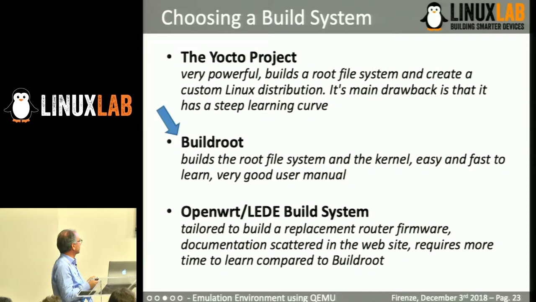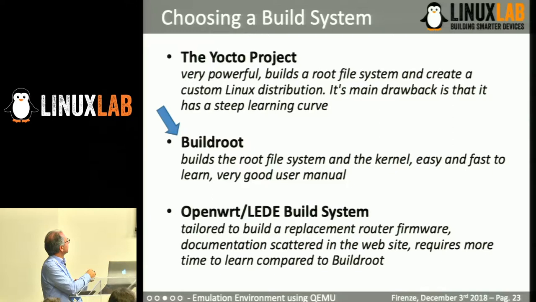Another popular choice is to use OpenWrt. That is the build system used by the OpenWrt project. It is tailored to build a replacement router firmware, but the documentation is scattered on the website and requires more time to learn than Buildroot. For this reason, I chose Buildroot for this project.